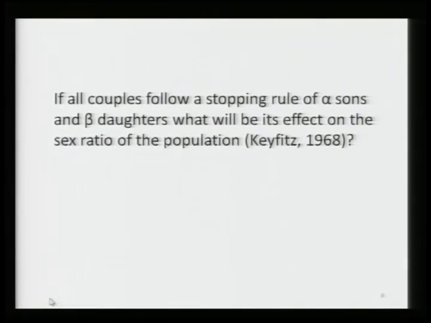Another interesting question, I discussed this question even in elementary statistics courses, because I find that students with 11th standard mathematics or algebra can understand this, and it is interesting. The question is: if all couples follow a stopping rule of alpha sons and beta daughters, what will be its effect on the sex ratio of the population? You see, all countries have some or other stopping rule. Stopping rule means after how many children couples stop producing children.